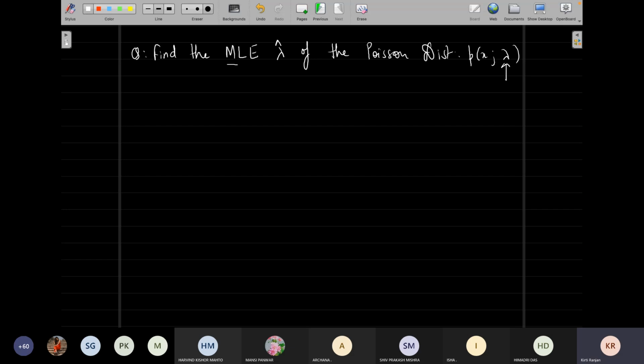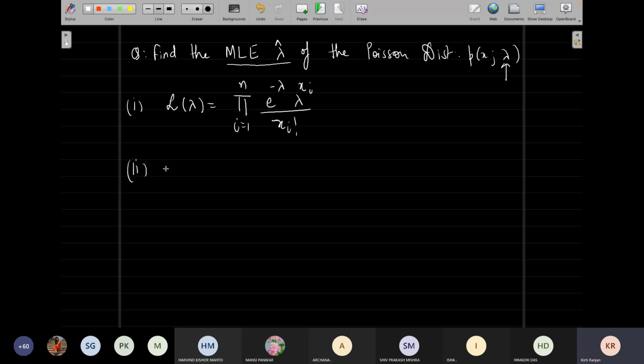So coming back to our original problem, the question is: find the maximum likelihood estimator of lambda of the Poisson distribution. When this comes, the question is mainly about the fact that we do not know something about the population parameter and we are trying to build an estimator. So step number 1, we write down our likelihood, which we have already done: the product of e to the minus lambda, lambda raised to power xi, over xi factorial, where i goes from 1 to n.